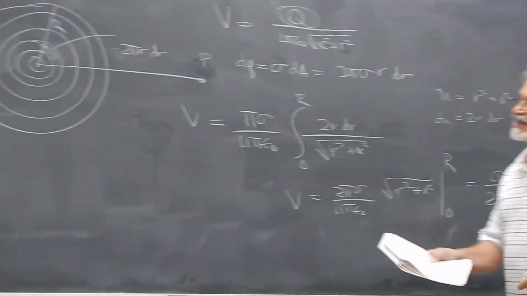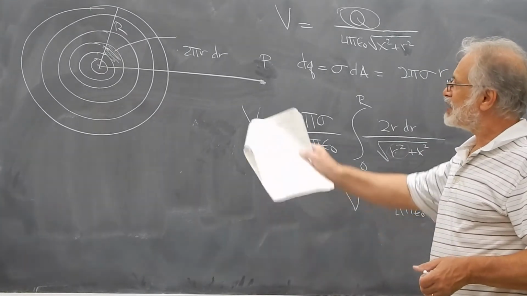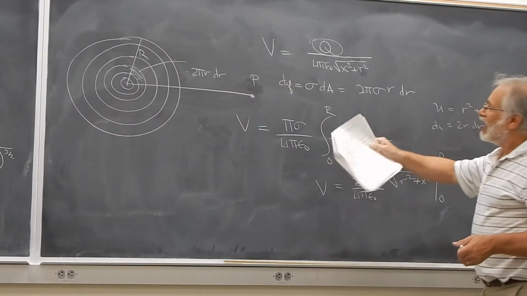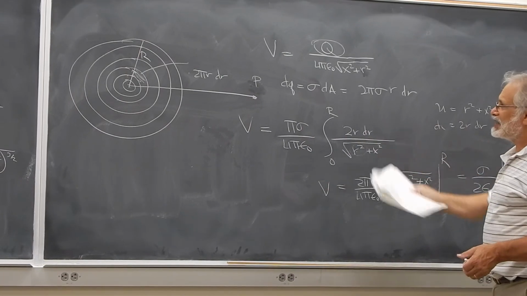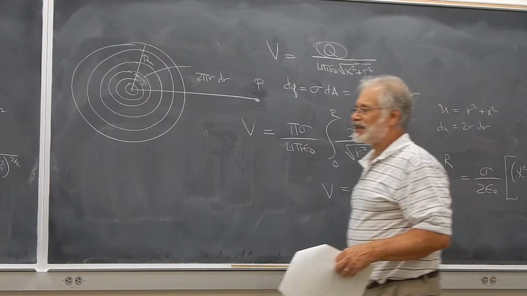So that's a nice example where we determine the potential due to a ring fairly simply and then just integrate over a series of rings to get the potential of a disk at an axial point away from the disk.